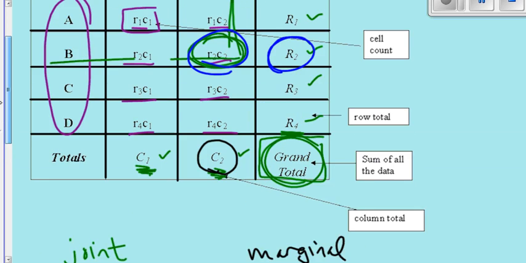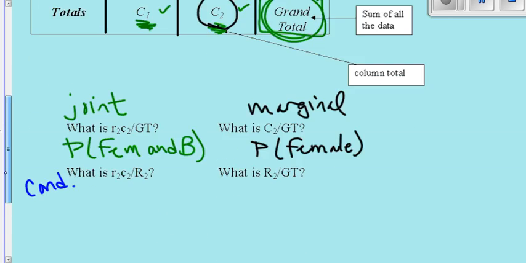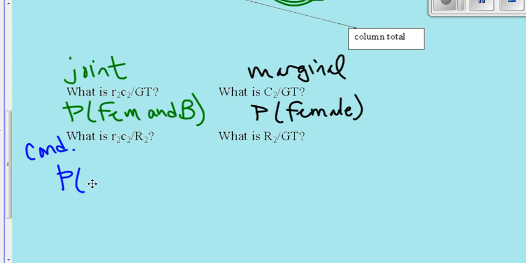And since the row that I would be in would represent B students, this must be the probability of being female, given that we're looking only within the group of B's. So if I took all the B students and put them in a room, this would be giving me the percent or the fraction of people in that room who are female, ignoring all the other characteristics.